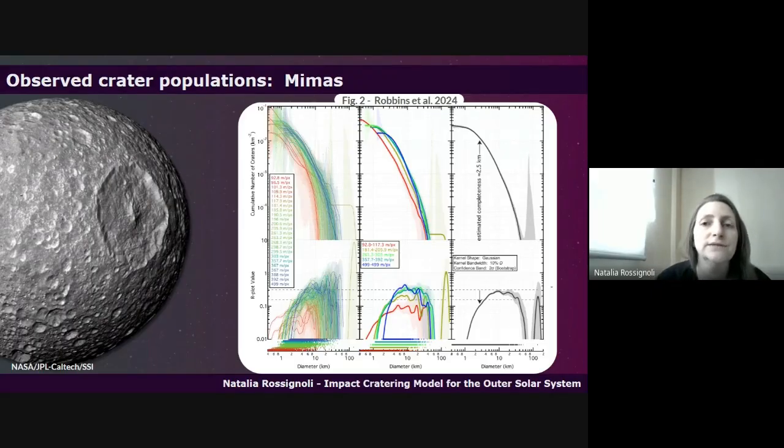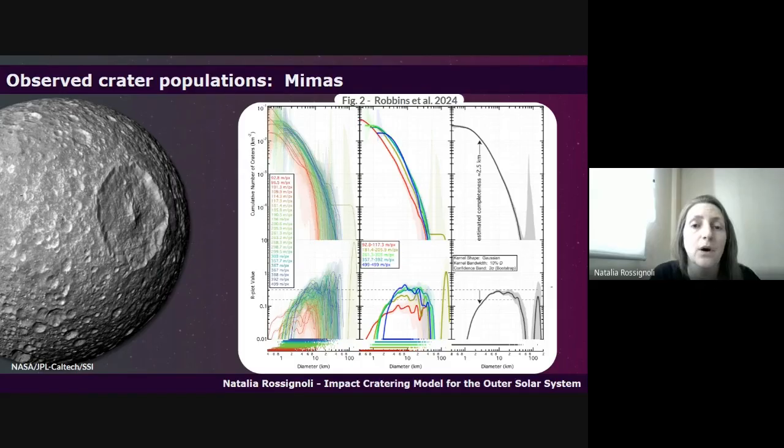And here in this figure, there are the crater counts for this satellite, published this year by Stuart Robbins and collaborators. And as you can see here in this panel, this is the cumulative number of craters observed on Mimas per square kilometer in terms of the diameter of the crater. And each of these curves corresponds to a different resolution of the images. So as you can see, it is a very difficult task to obtain the crater distributions on these satellites. But it is very important.